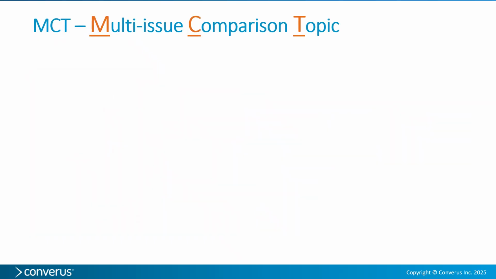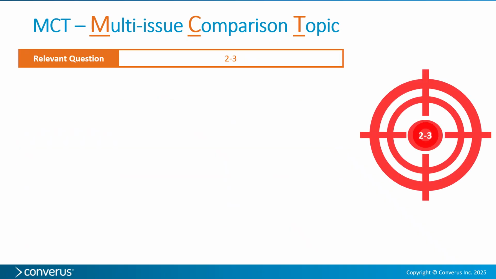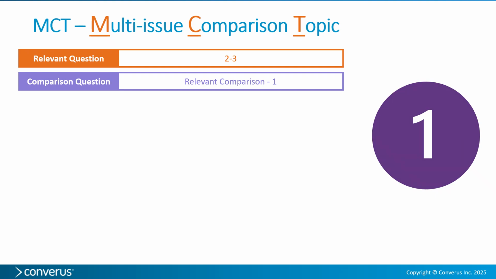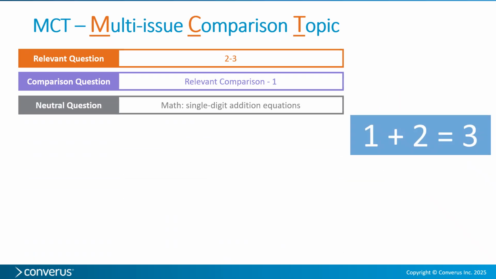Let us begin with the MCT protocol, which stands for Multi-Issue Comparison Topic. MCT tests can have between 2 and 3 relevant topics or target issues in a single test. For its comparison or baseline question, it would have at least one comparison topic. This topic must meet the requirements for comparison topics. The MCT has neutral questions that are presented to give the examinee a mental break from relevant questions. These are math questions which are single-digit addition equations.